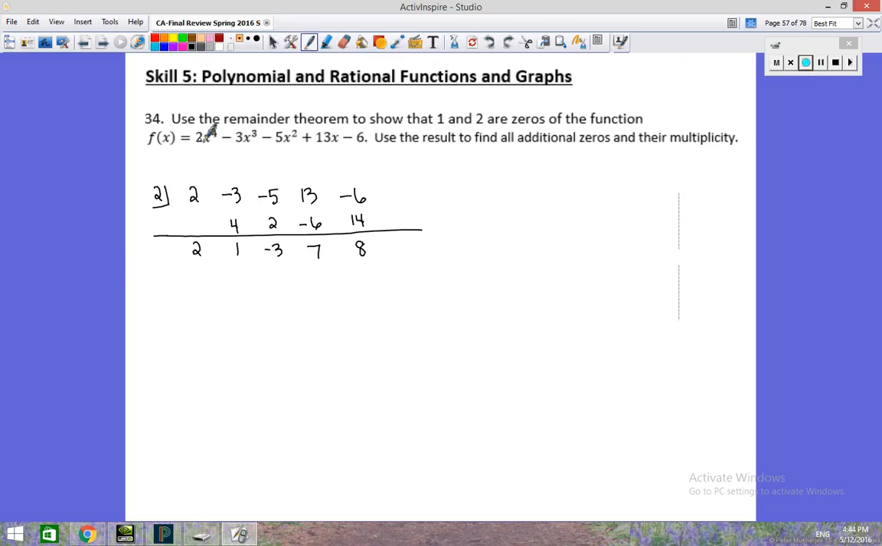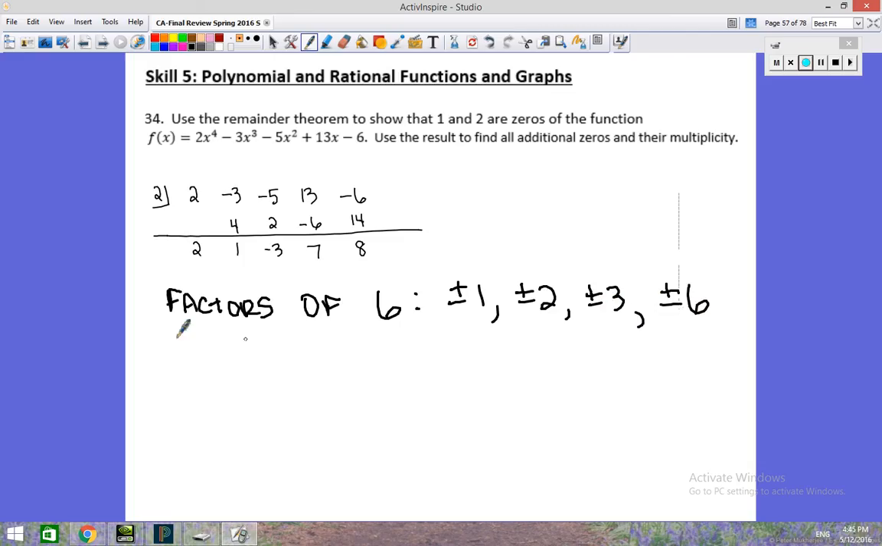This is in standard form, 4, 3, 2, 1, and the constant term. The factors of 6 are plus or minus 1, plus or minus 2, plus or minus 3, and plus or minus 6. The factors of my leading coefficient, 2, which is a prime number, are just plus or minus 1 and plus or minus 2. So this was the list of possible numerators, my constant term. This is the list of possible denominators.